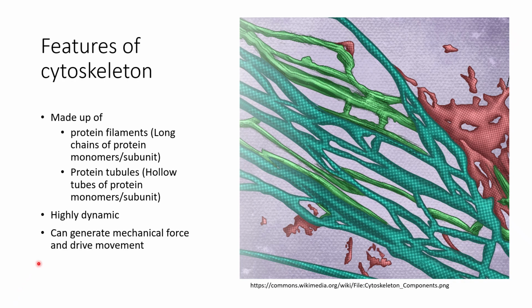And the third feature is that it can generate mechanical force and can drive movement of the cell. And this force is generated using the motor proteins, and these motor proteins interact with cytoskeletal filaments. Motor proteins are enzymes that can convert chemical energy from ATP into mechanical work. They can bind to and move along the filaments, either pulling or pushing them relative to each other.